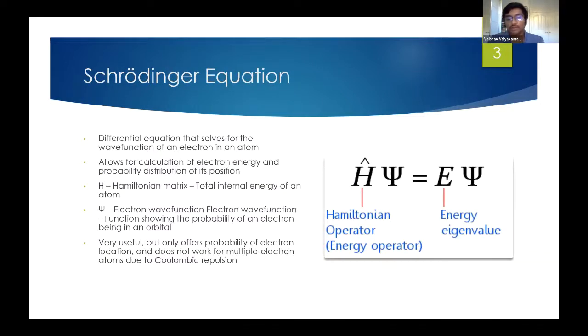So one of the most important equations in quantum mechanics is what we call the Schrödinger equation. This was discovered by Erwin Schrödinger. What we do with the Schrödinger equation is we want to calculate atomic energy.